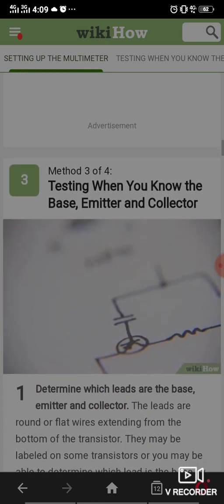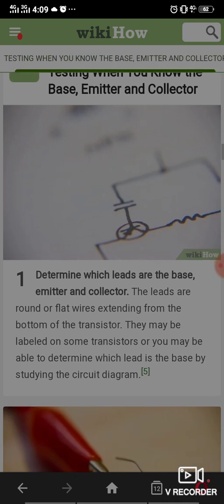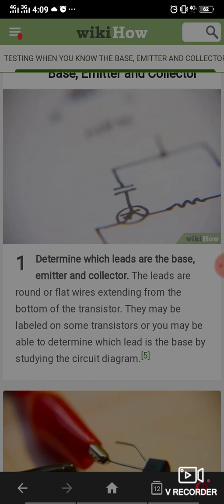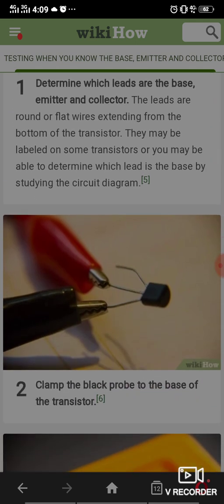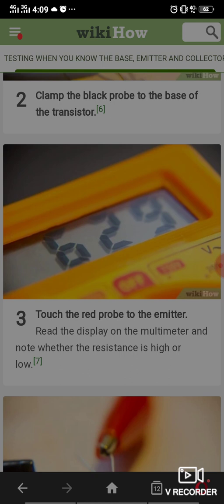Testing when you know the base, emitter and collector. Determine which leads are the base, emitter and collector. The leads are round or flat wires extending from the bottom of the transistor. They may be labeled on some transistors, or you may be able to determine which lead is the base by studying the circuit diagram. Clamp the black probe to the base of the transistor. Touch the red probe to the emitter.